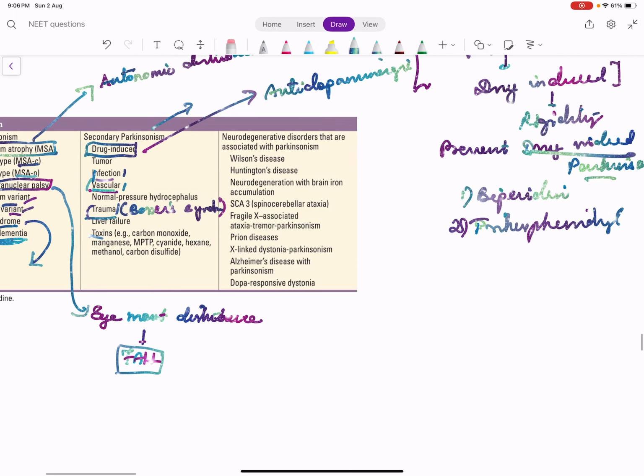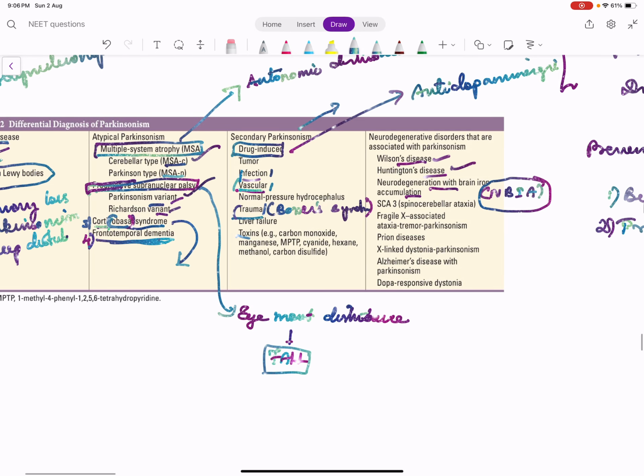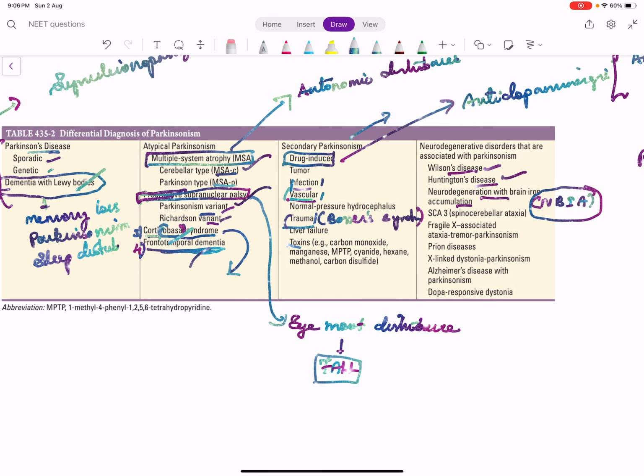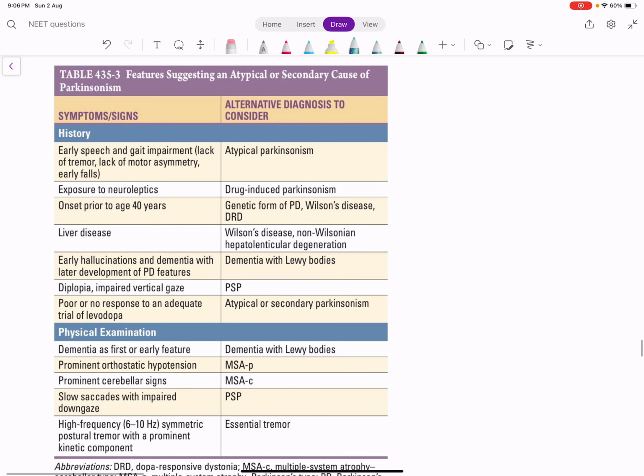Apart from that, some diseases like Wilson's, Huntington's disease, and some storage diseases like NBIA, neurodegeneration with brain iron accumulation, are other diseases which can cause Parkinson-like disease. So mainly multiple system atrophy and progressive supranuclear palsy. We can take corticobasal and dementia with Lewy bodies and frontotemporal dementia also. This is how you pick up atypical Parkinsonism: early gait impairment, that is, lack of tremor, lack of motor asymmetry, early falls. We have to think of progressive supranuclear palsy.